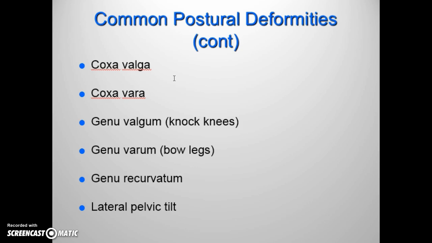Genu valgum, which is also called knock knees, and this is a medial tibial-femoral angle that is greater than 185 degrees. It causes increased tensile forces on the medial condyle. Genu varum, which is also called bow-legged, there's a medial tibial-femoral angle of 175 degrees or less, and this causes tensile forces on the lateral tibial condyle. Genu recurvatum is knee hyperextension, and lateral pelvic tilt occurs when one hip is higher than the other and the spine curves with convexity towards the lower side.